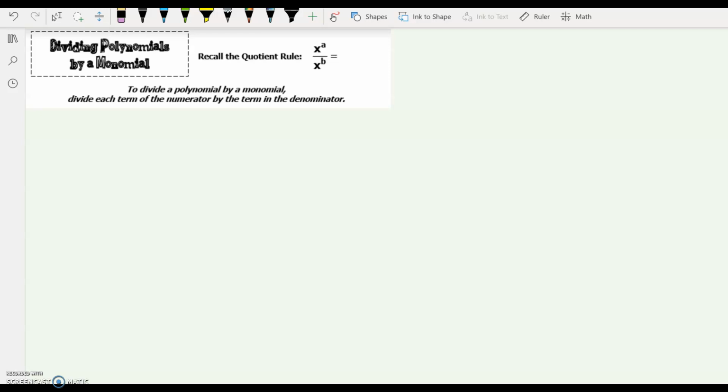So before we get into the new topics, we have to first recall the quotient rule. The quotient rule says that if you are dividing x to the a over x to the b, then we can treat this as x to the a minus b. So we need to keep that in mind. In order to jog your memory a little bit, I'm going to start with example 1 here.